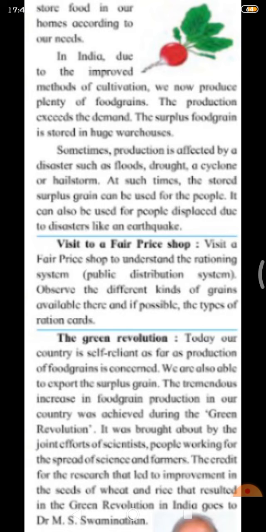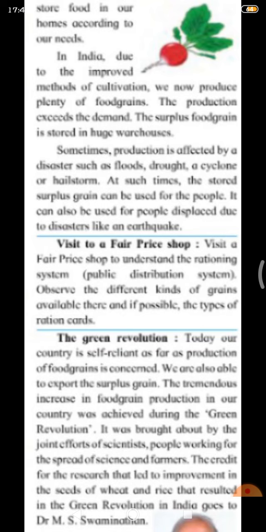Next, the green revolution. Okay, children, have you heard about this term, the green revolution? Yes. Who was the person that we can give the credit of green revolution? Yes, the person is Dr. M.S. Swaminathan. Okay, now we'll see about the revolution.